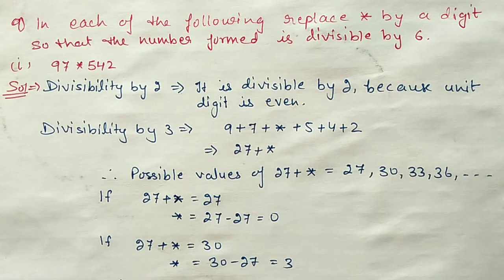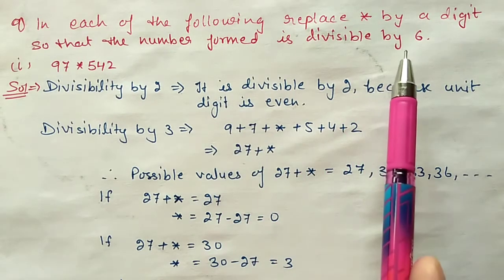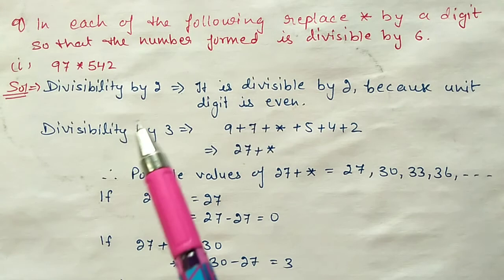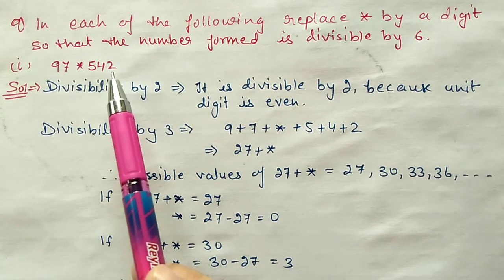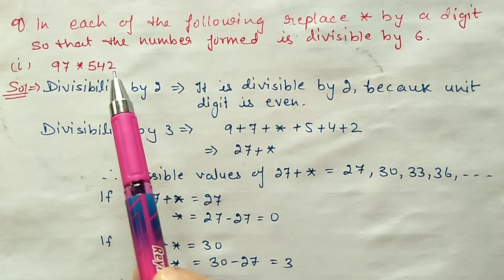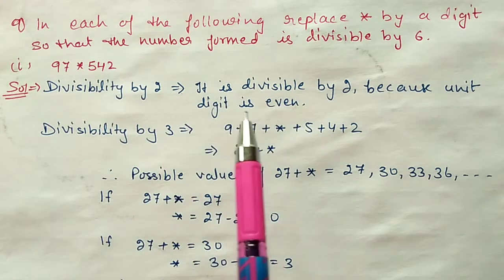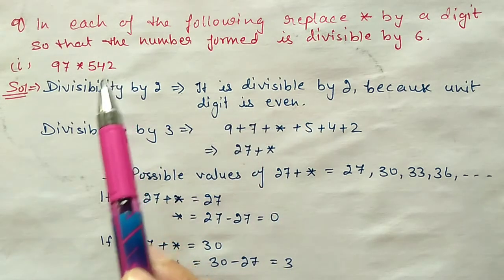Next, question number 9. In each of the following, replace star by a digit so that the number formed is divisible by 6. To check the divisibility of 6, we have to check divisibility of 2 and 3. So 2 we can check with the last digit. If this unit place is even, it means it is divisible by 2. So this is divisible by 2 because the last digit is 2 here.